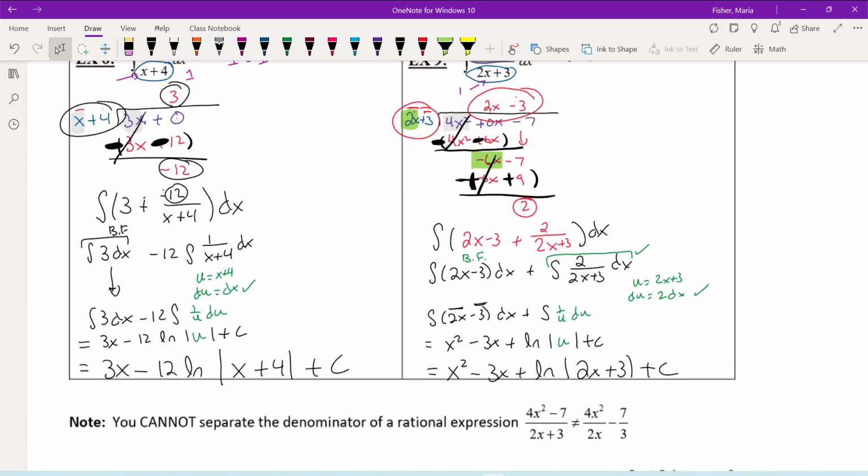Now I just want to make sure that we're all really careful. You're never allowed to split your fractions up over the denominator. So please never do this and try to say 4x squared minus 7 over 2x plus 3 is equal to this first term over that first term and that second term over that second term. You cannot do that. You cannot separate the denominator of a rational expression.